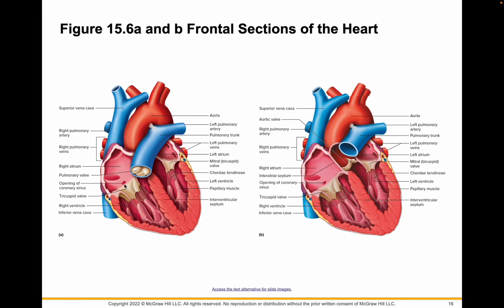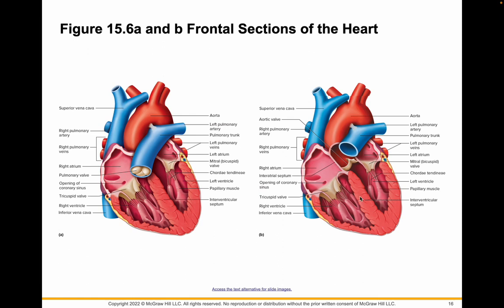We have not talked about the opening of the coronary sinus yet. This is the hole coming from the inferior vena cava. This is from the superior vena cava. Okay, I think that's everything.